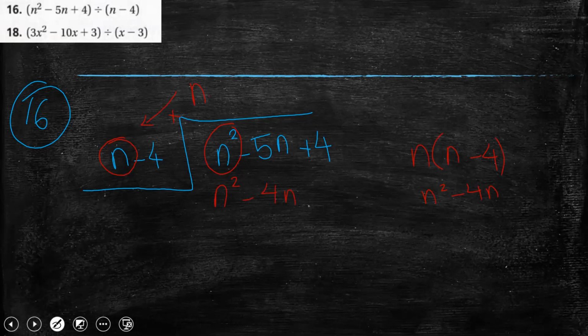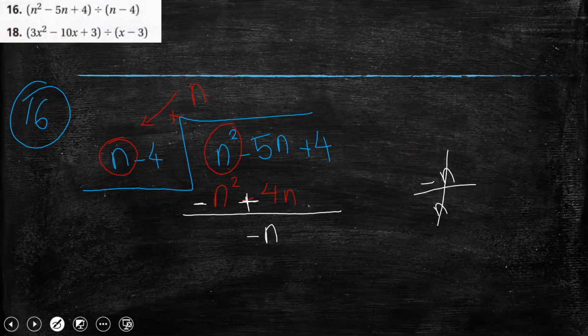So after you multiply, don't forget you have to subtract. When you subtract, that means you have to change the sign of each term. Then n squared minus n squared is 0. They cancel each other. Then negative 5n plus 4n. What did you get? Negative 5 plus 4 is negative n. Then negative n over n is negative 1.